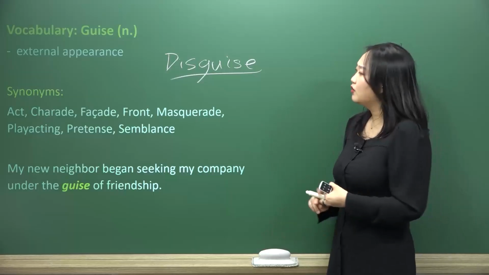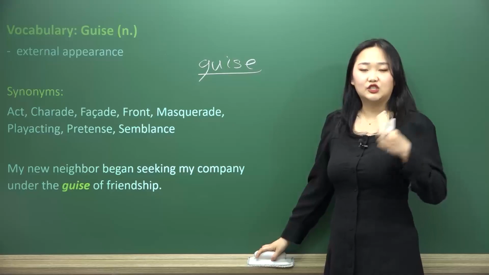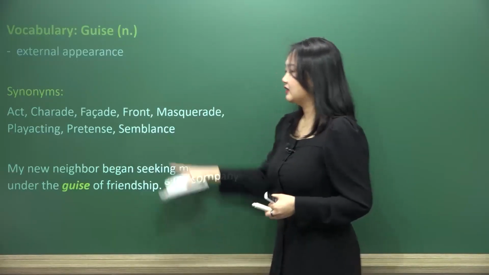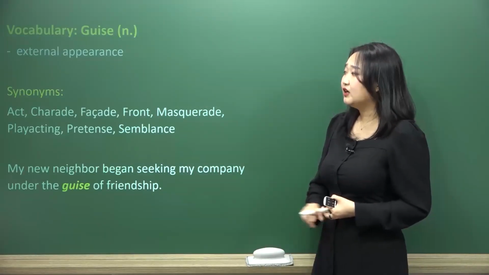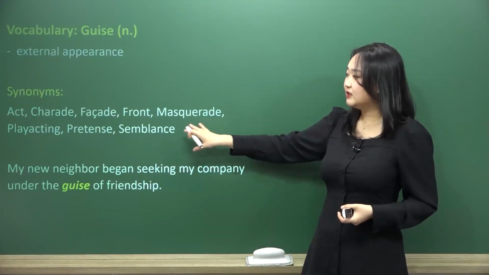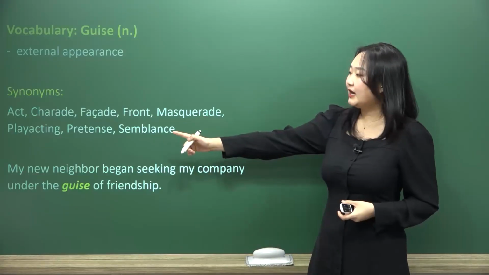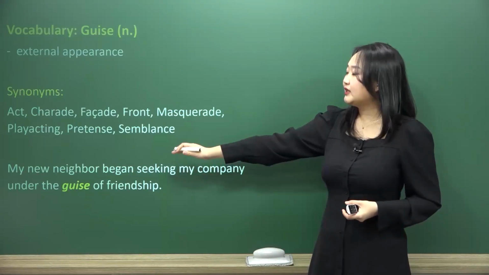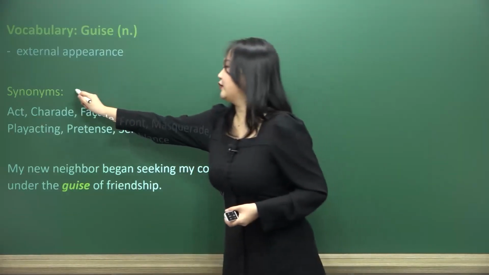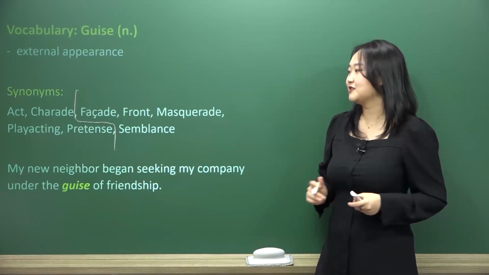But guise on its own, if we were to just get rid of the word "dis" right here and look at guise, then we're talking about just a general external appearance. And therefore, let's look at the synonyms. We have act, charade, facade. These are all really good. Act and charade mostly have to do with the actions that you do. Facade, front, masquerade, these ones are more specifically about the appearance. Play acting goes along with act and charade. Pretense kind of also goes with act and charade, and semblance definitely goes with here. So if we can just cut it like this, maybe that would be an easy way to remember the words.